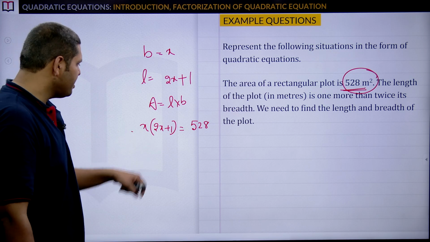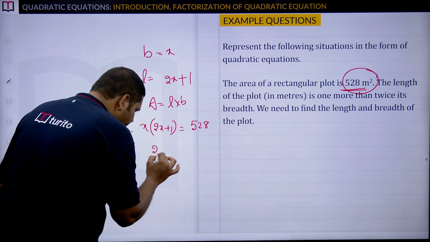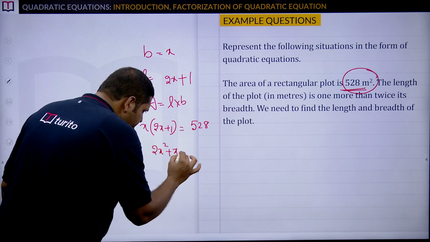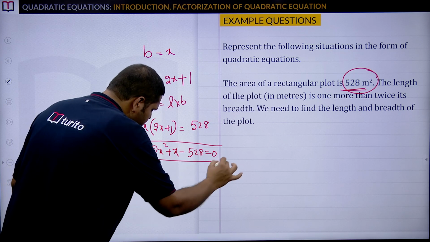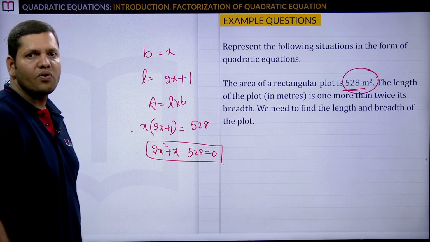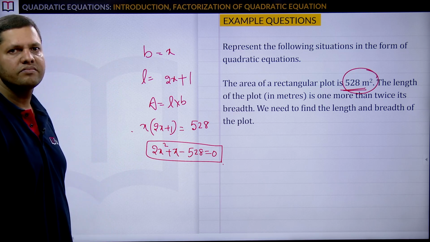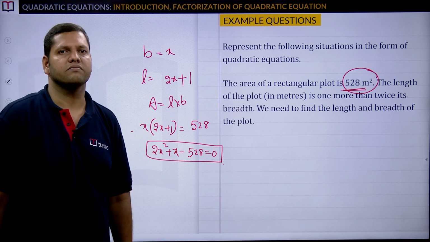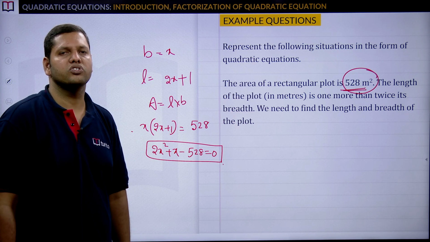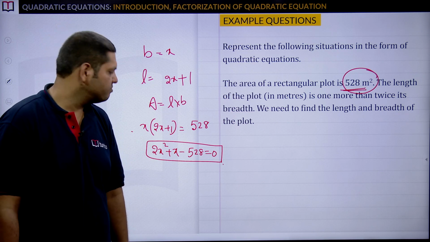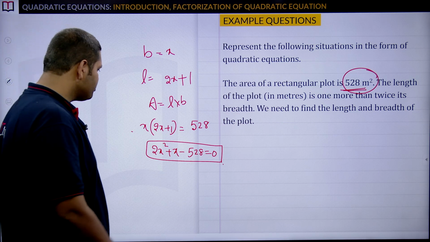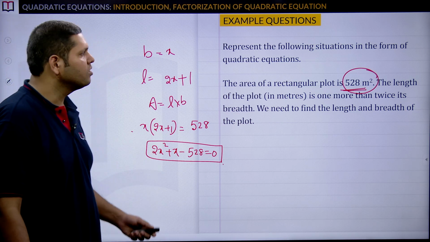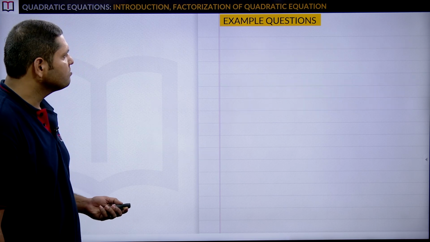Then children, multiply the x inside. So x into 2x we can write as 2x square plus x, and minus 528 equal to 0. See children, can I say it is a quadratic equation? Yes, I can say it is a quadratic equation, because here the highest exponent value is 2.